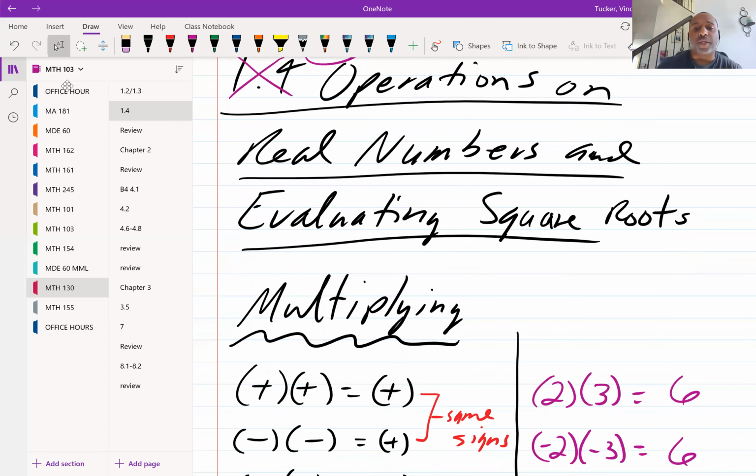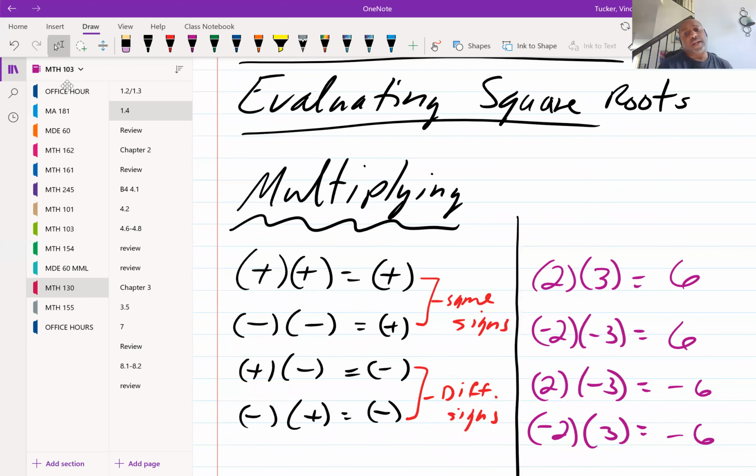So first, we're going to look at multiplication. When it comes to multiplying your signed numbers, two positive numbers multiplying together, the result will be positive. Two negative numbers multiplying together, the result is going to be positive as well. Positive times negative is negative, and negative times positive is also negative. So notice what we have here. If you're multiplying two numbers that have the same sign, the result is positive. Multiplying two numbers that have different signs, the result is going to be negative.